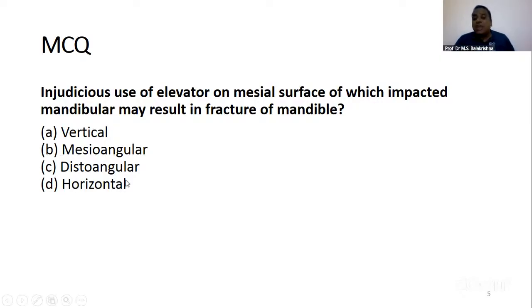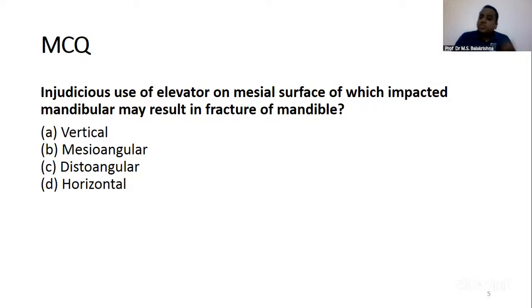So you should be very, very careful about that. Whereas the distoangular, already the tooth is bent, and if you're pushing it more backward, it can create a huge impact on the ramus of the mandible and could result in fracture of the mandible. So the answer here is distoangular impactions.